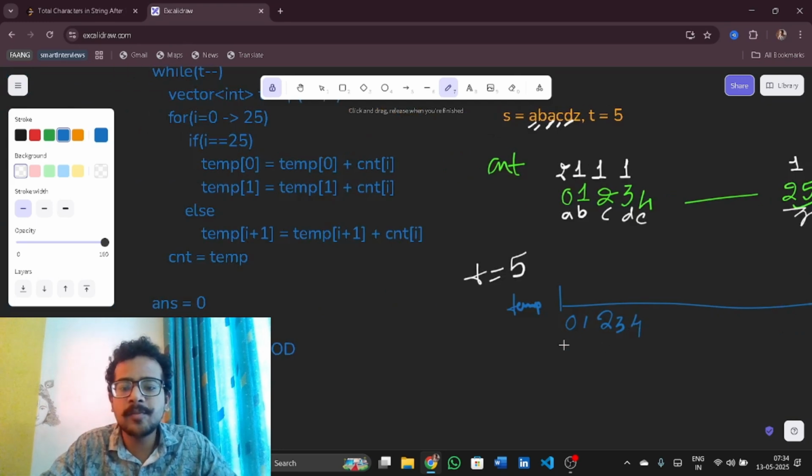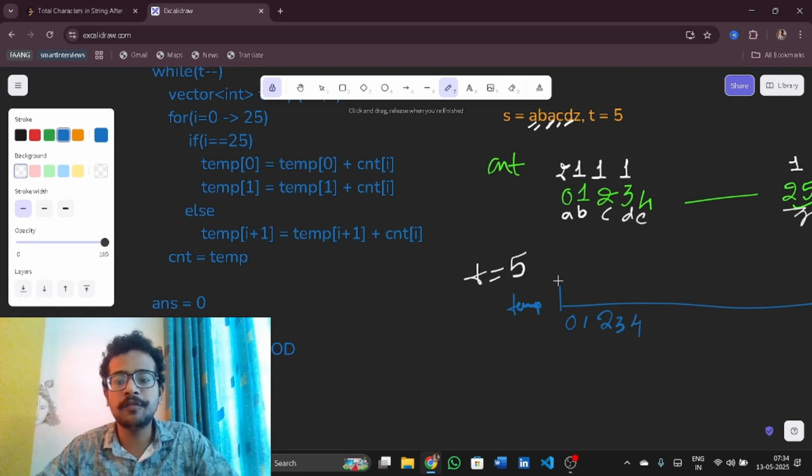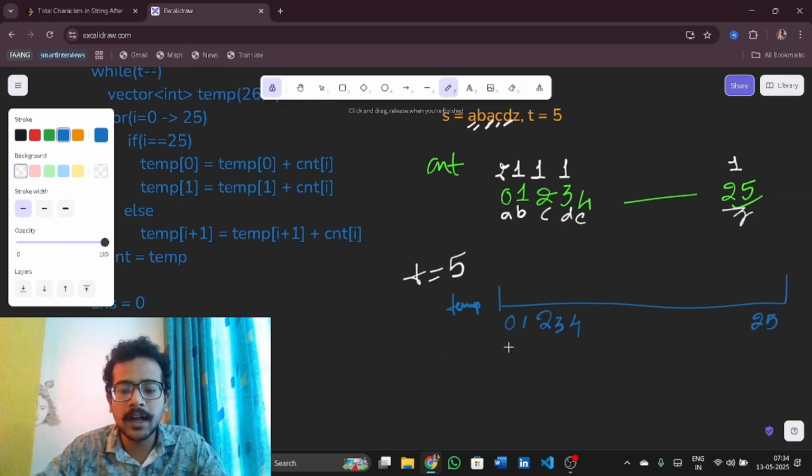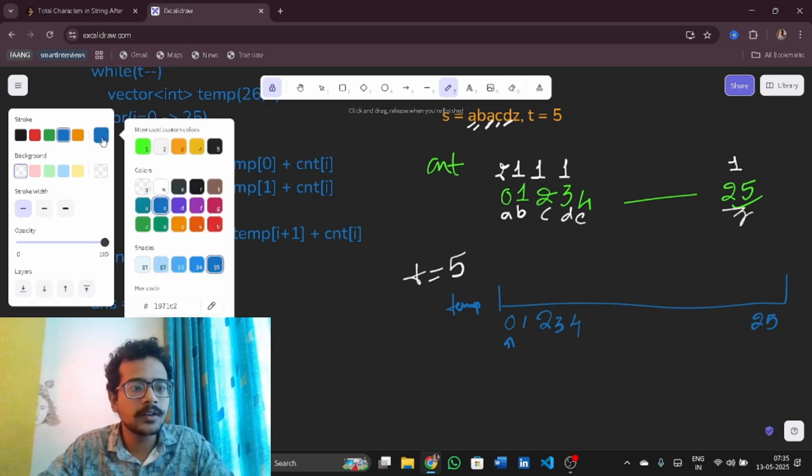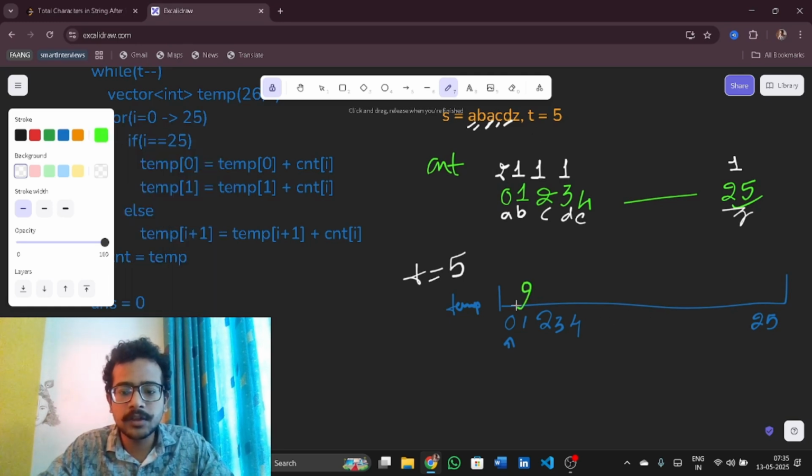Now, as I said, I'll be iterating from 0 to 25. Is I equal to 25? No, I is equal to 0. Temp of 0, everything is 0. If it is not 25, temp of I plus 1 is equal to temp of I plus 1, already 0, plus count of I. How many times did I get count of I? 2 times. Let me write it over here. Temp is for 2 times.